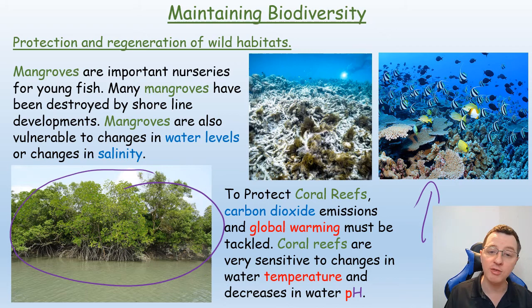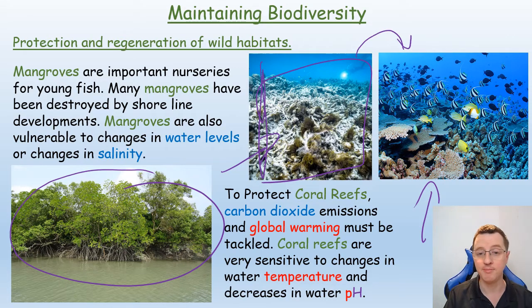However, if the coral reefs are not protected, it's very easy to turn them into areas like this here, where the coral reef has been bleached and damaged, and the amount of biodiversity there is much lower than it is in the first coral reef here. To protect coral reefs, you must tackle carbon dioxide emissions and global warming, because coral reefs are very sensitive to changes in temperature and pH, both of which are associated with increased carbon dioxide levels.